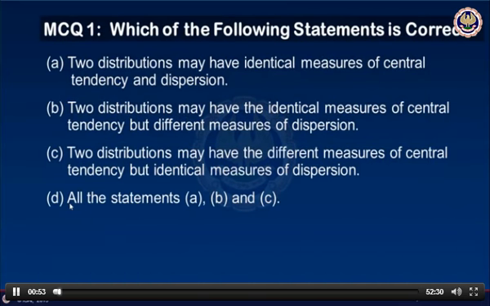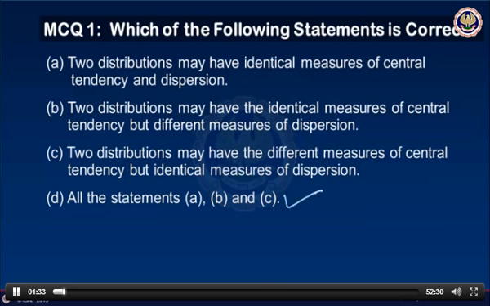MCQ 1. Which of the following statements is correct? A. Two distributions may have identical measures of central tendency and dispersion. B. Two distributions may have identical measures of central tendency but different measures of dispersion. C. Two distributions may have different measures of central tendency but identical measures of dispersion. If you look at these statements, all the statements A, B and C are correct here.